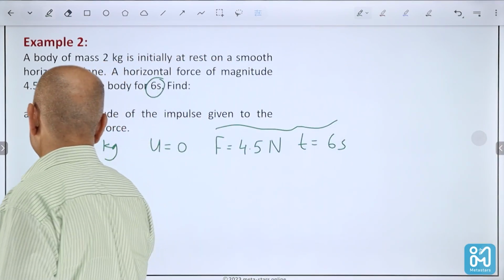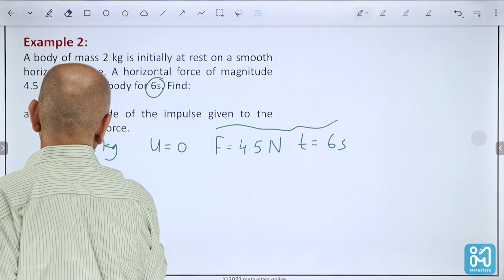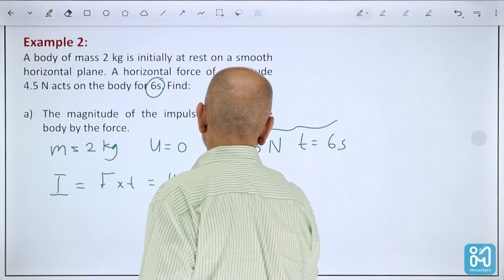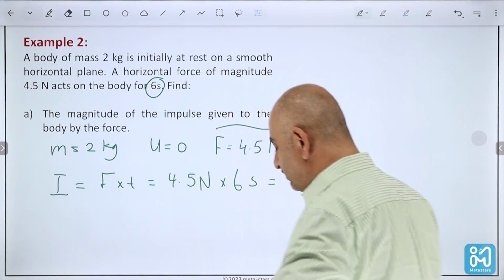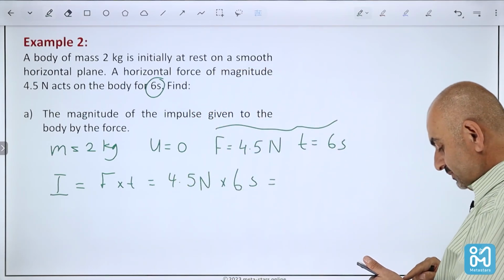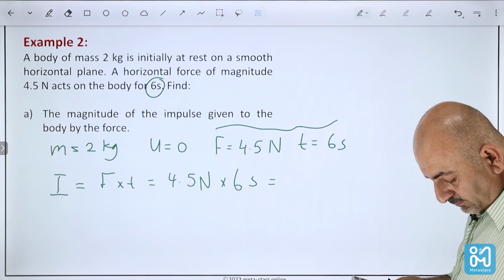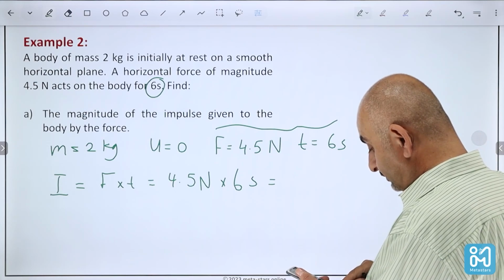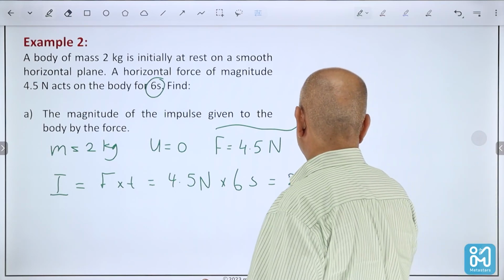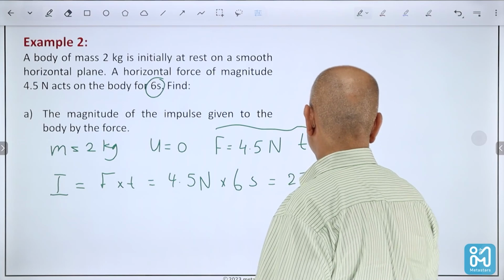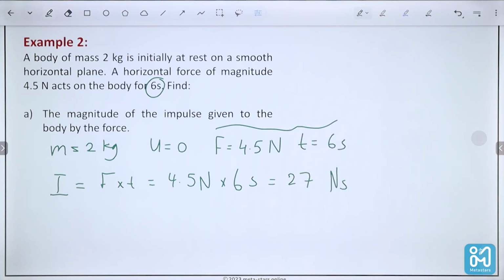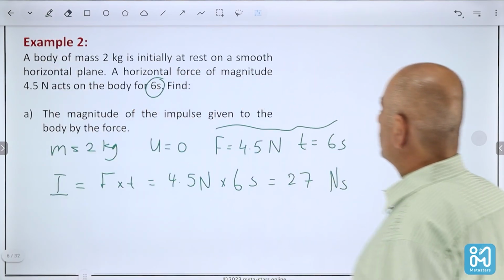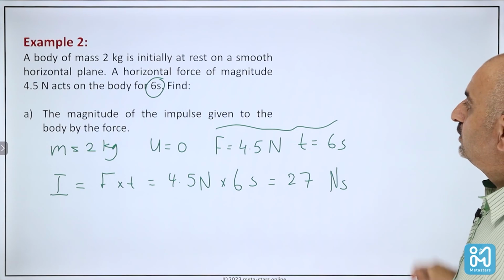Impulse equals force times time, so 4.5 newtons times 6 seconds, which equals 27. What's the unit of impulse? Newton seconds, which is the same as kilogram meter per second. All right, what do we got next? What do we got on part B of the same question?